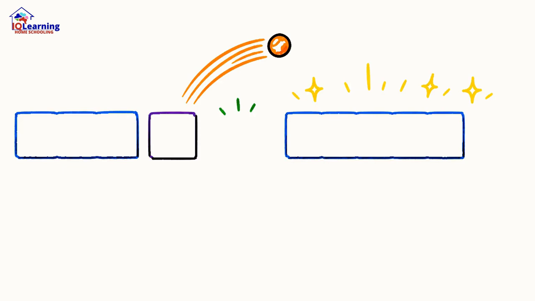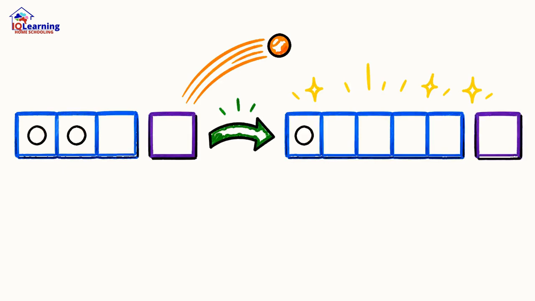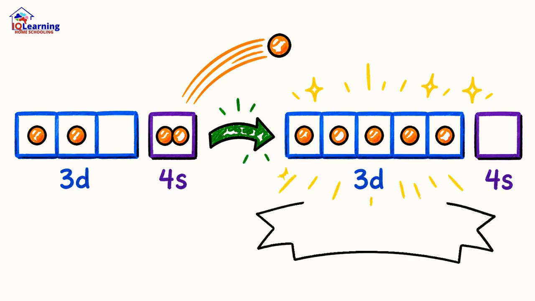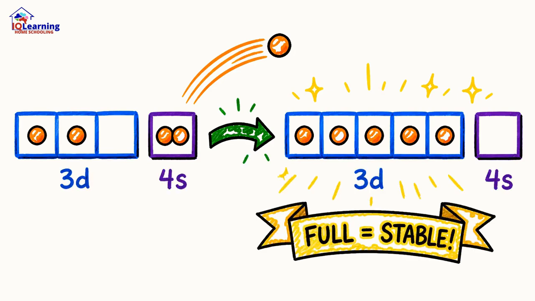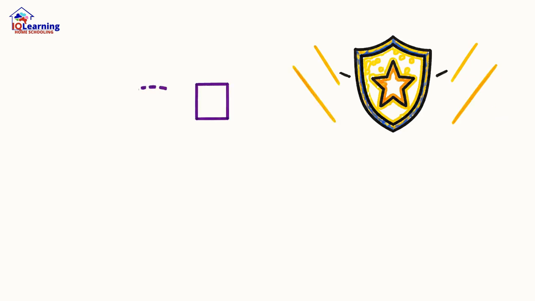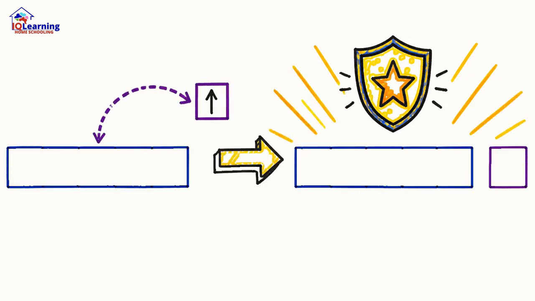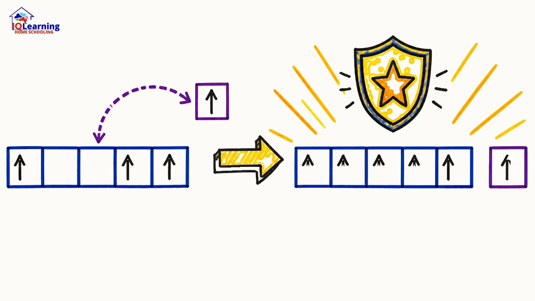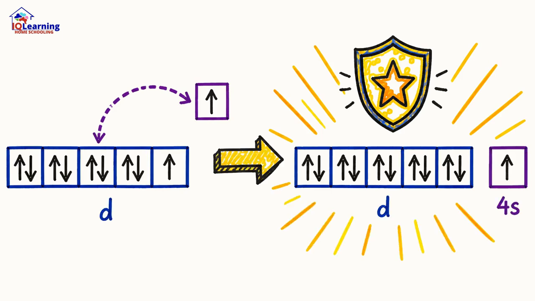But nature sometimes breaks its own rules for a good reason: stability. Take copper. You'd expect it to fill its orbitals in the standard order, but instead it promotes an electron to create a perfectly full subshell. This symmetry provides an extra layer of stability that's a higher priority than the standard filling order.